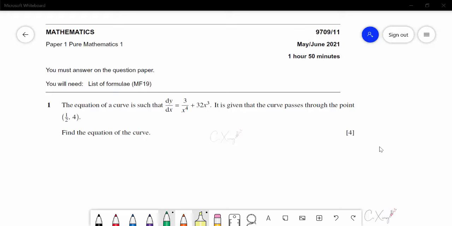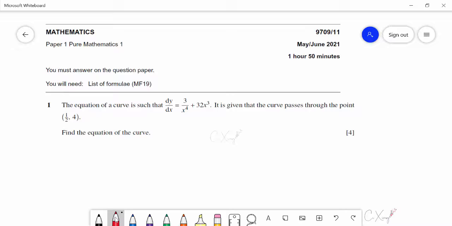Alright, so in this video we are going to discuss the May-June 2021 paper 1-1. First question: the equation of a curve is such that dy over dx is given, and it's given that the curve passes through the point (1/2, 4). First they want us to find the equation of the curve.